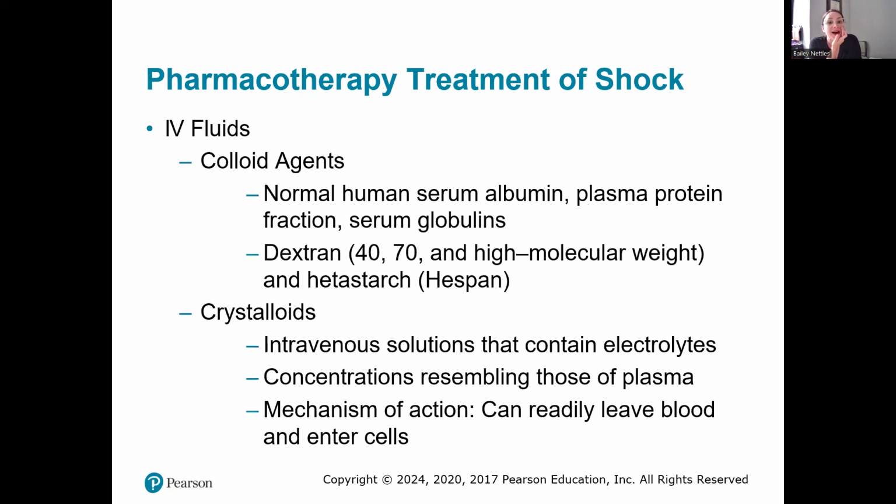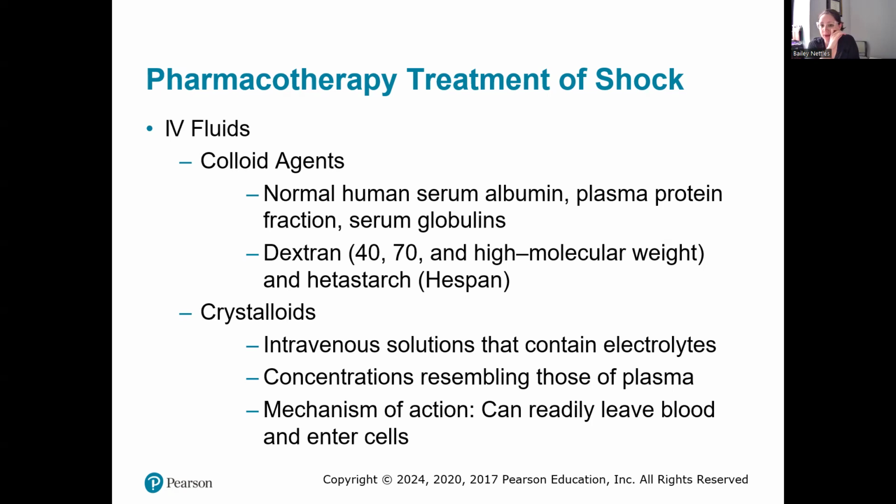So you can also give IV fluids, so colloids and crystalloids. Colloids, you can give blood product colloids, is what they call them. So your albumin, your plasma protein, your immunoglobulins, or you can give non-blood colloids, which is your dextran and your hetastarch. Crystalloids, those readily leave the blood and enter the cell.